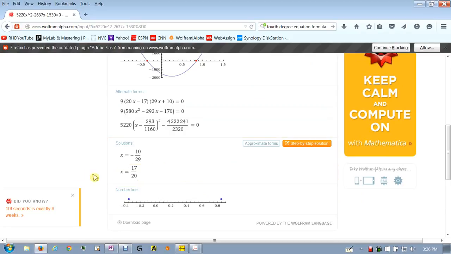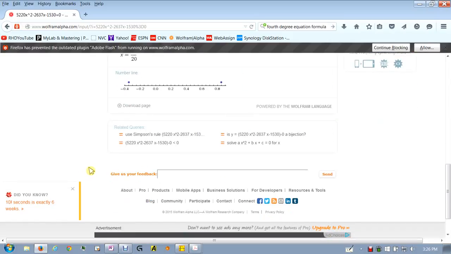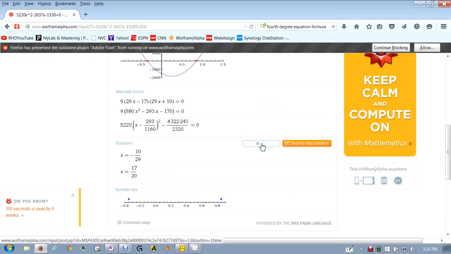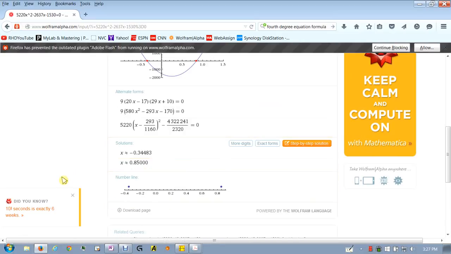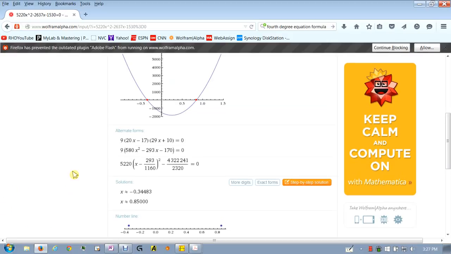All right. They probably have decimal answers somewhere here. No? Approximate forms. They're getting 0.85 and 0.344. So there's something off. When you squared the negative 2637, did you make it positive? I think that might be the problem. You kept it negative? That's the problem. Remember that on the b squared, even if it starts negative, when you square it, it's going to become positive. That's probably the mistake.